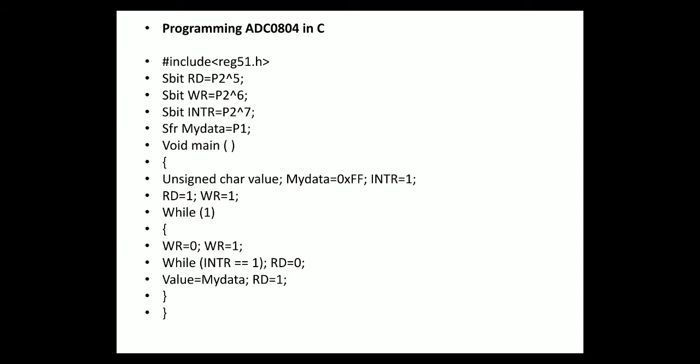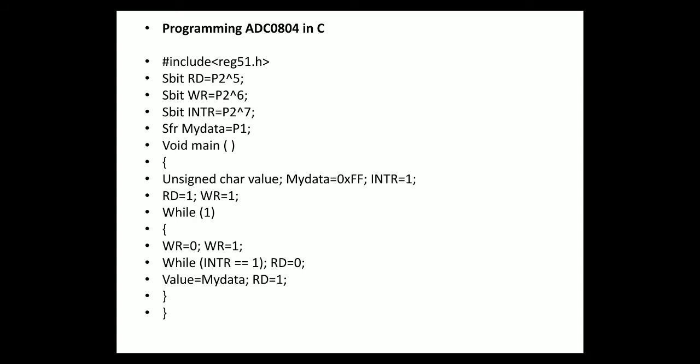Next one is sfr. Please remember this. I cannot use sbit as a declaration because sbit is a single bit, whereas port 1 is not a single bit. It is 8 bits. So therefore I have to declare it as sfr only. sfr my data P1. Then void main is a function call, then unsigned char value. I will be using a variable. That variable name is value. And initially I do my data equal to 0xFF, meaning making port 1 an input port. Then I will make INTR 1. Initially I will force INTR to be 1 and RD to be 1 and WR to be 1. Initially I will force them to be 1.